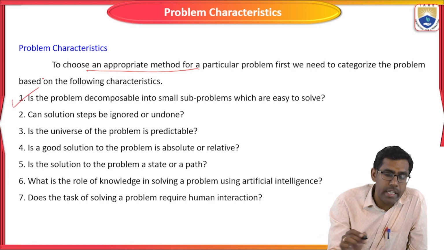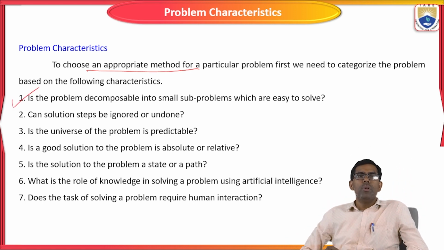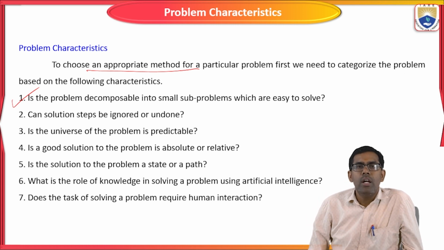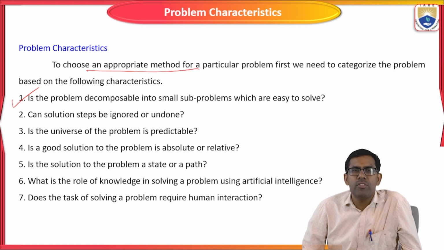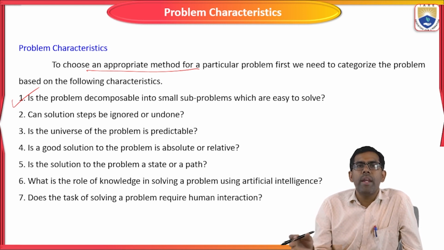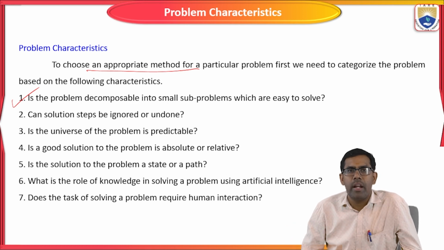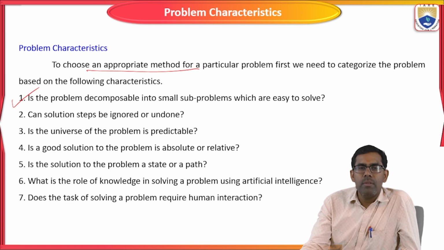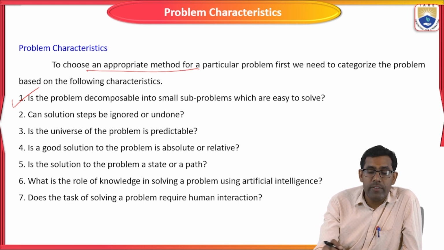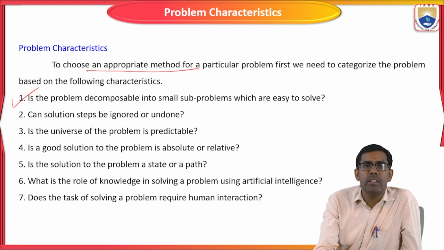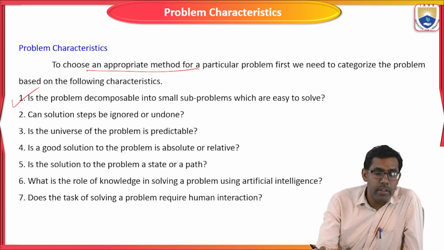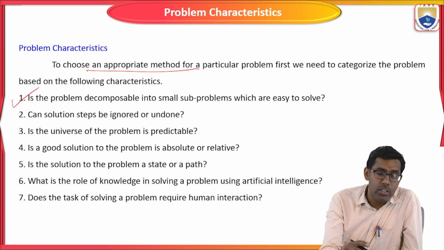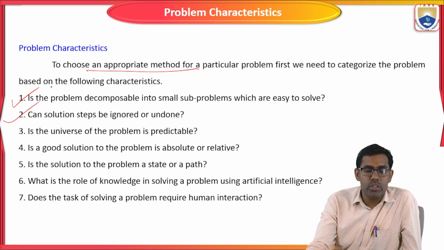So the first one is whether the problem is decomposable into small sub problems. If you have one problem statement, for betterment of solving it, we are going to divide it into a number of sub problems, a number of pieces. If it is so, it will be easy to solve the problem. So that is the first characteristic in searching processes: the problem is decomposable. The second one is whether a solution step can be ignored or undone.